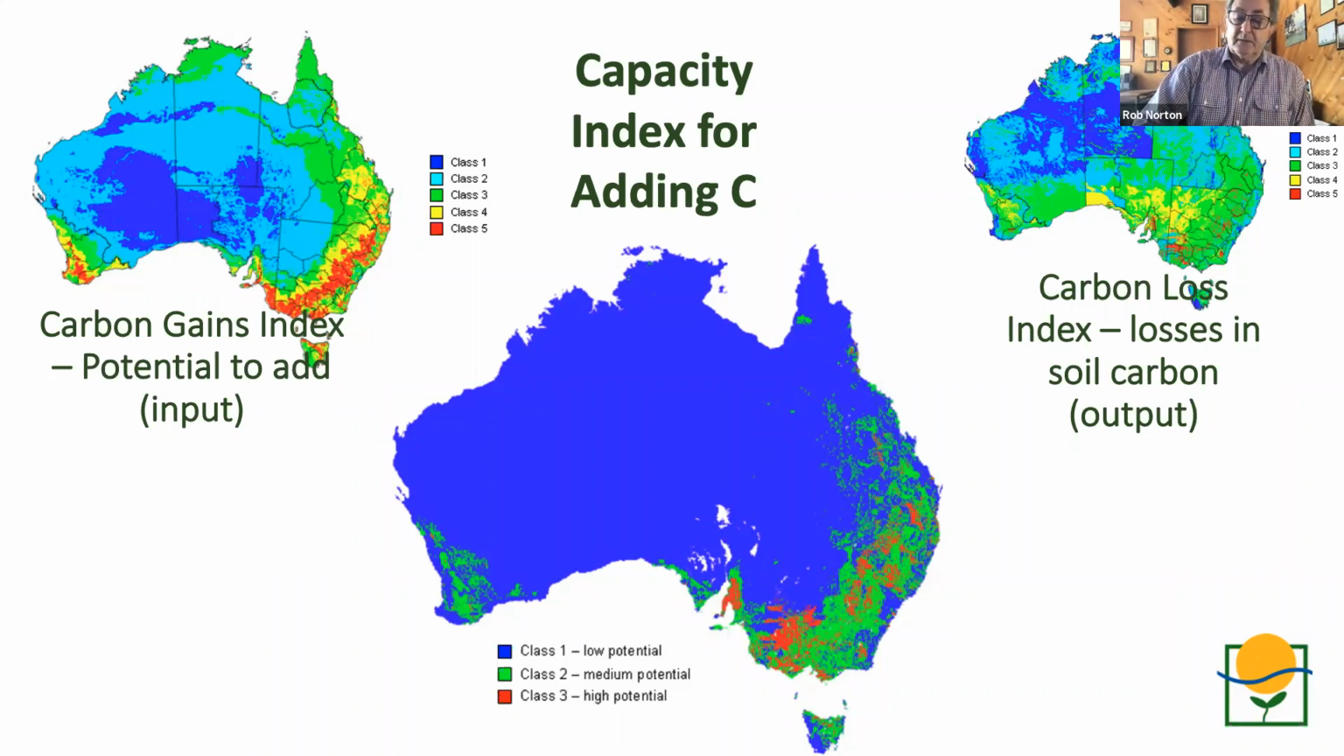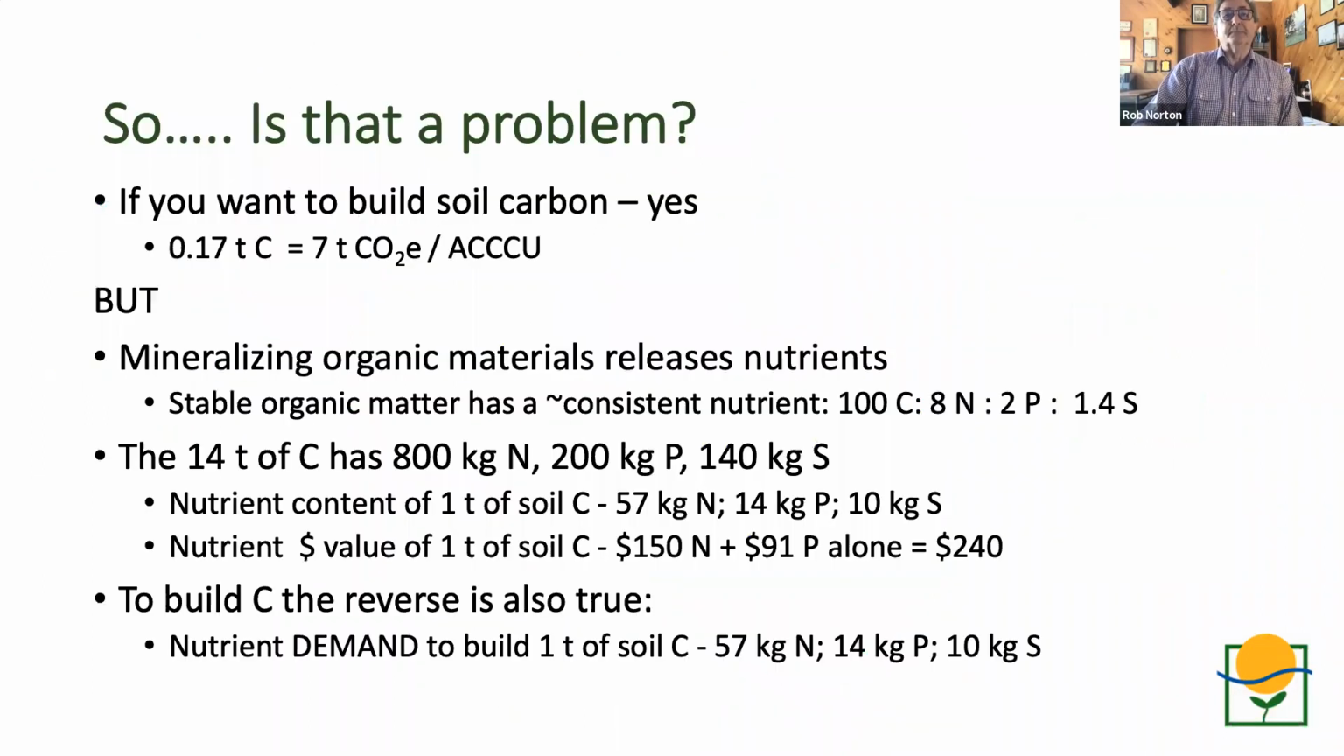And to add 170 kilograms, 150 kilograms per hectare per year is going to take a long time to build carbon up. So is that a problem? Well, if you want to build soil carbon, yes, it is, because each year you're only going to accumulate up until a maximum, until you fill the bucket up, about 7 tonne of carbon dioxide equivalents each ACC. There's too many C's in that ACC unit.